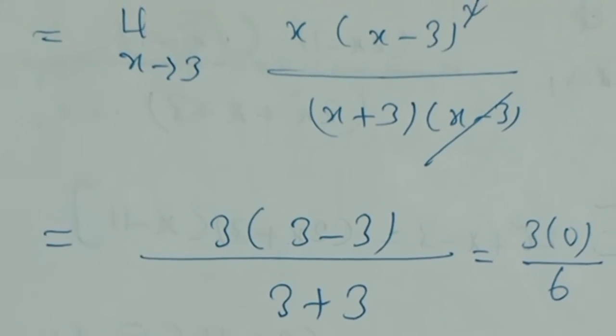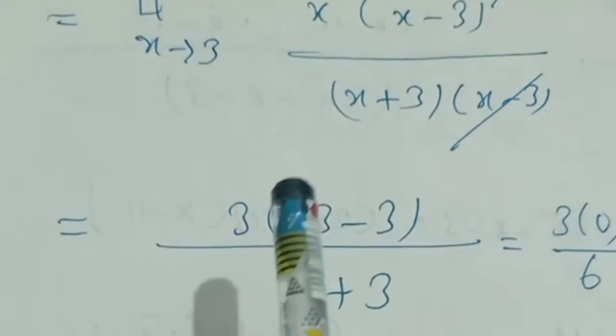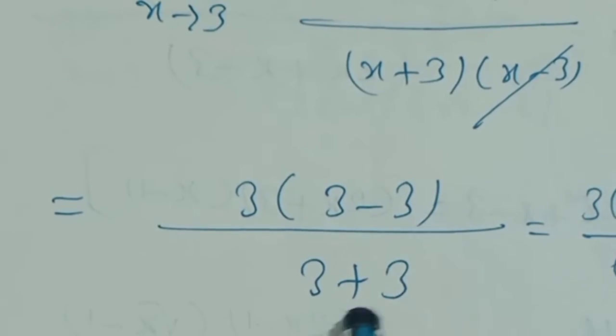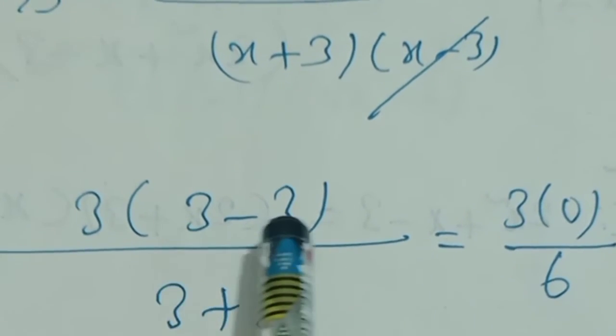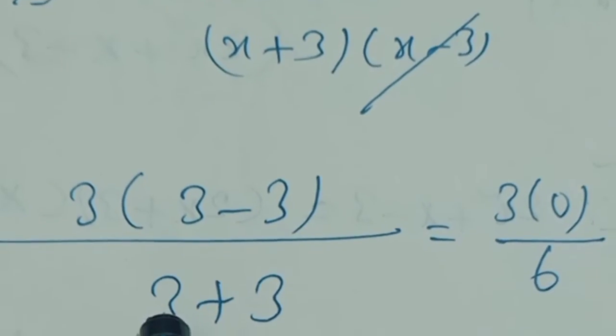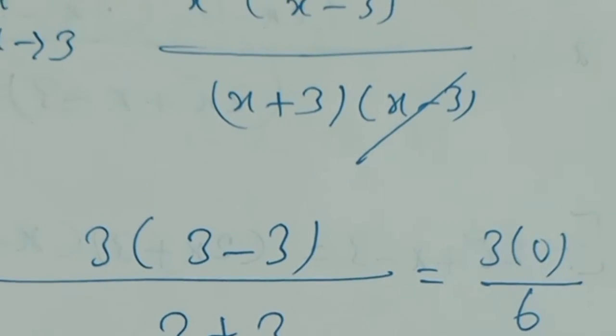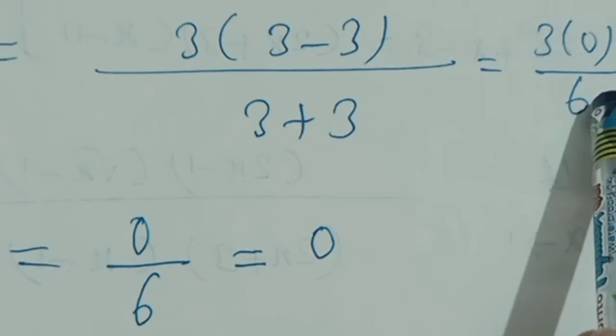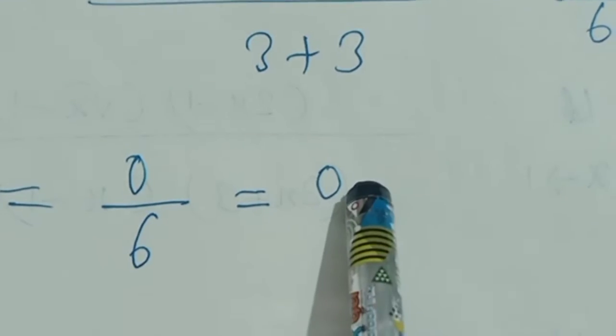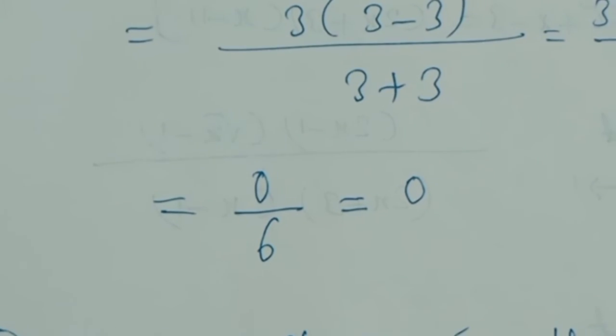Now we apply x equal to 3 in this: 3 into 3 minus 3 by 3 plus 3. Now 3 minus 3 is equal to 0, and 3 plus 3 is equal to 6. So 3 into 0 by 6, 0 by 6 equal to 0. It is the final answer.